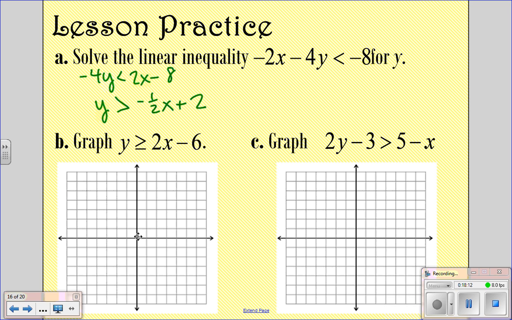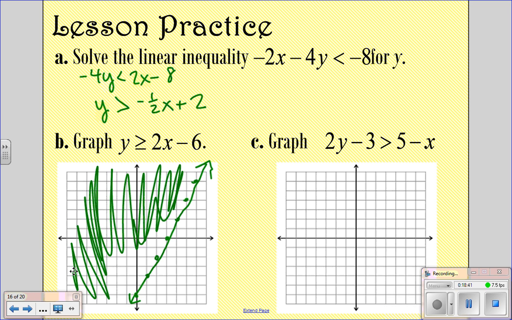For this one here, we're going to go down to negative 6. Then we're going to go up 2 over 1. Up 2 over 1. And so that's going to be our slope. We are going to have a solid line because we have an or equal to. And so make sure you put your arrows on the end of your line. And then it's greater than. So that's this whole region here. Okay? So that's what it would look like.